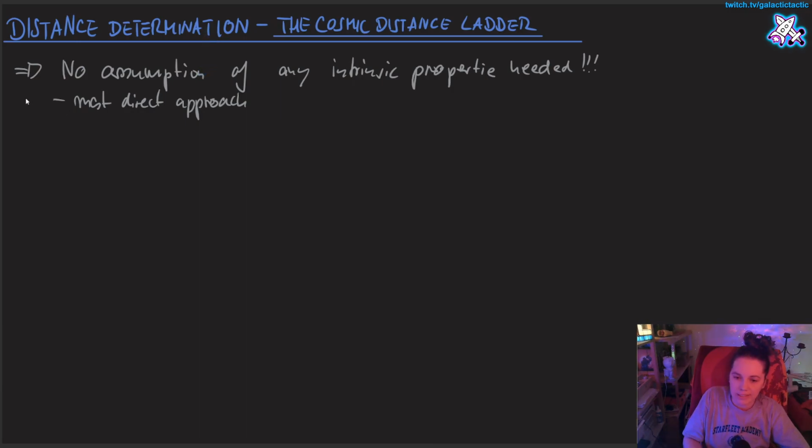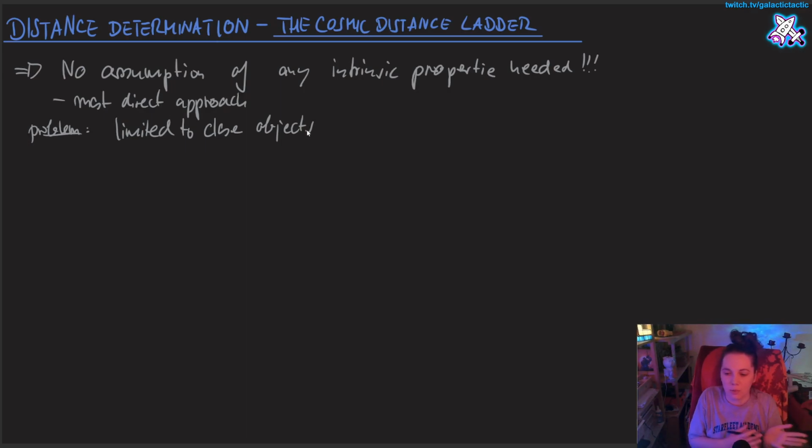The problem with this approach is it's limited to objects close to us. Limited to close objects. The angle is very, very small, and the farther away it is, the smaller the angle becomes. Eventually, you cannot resolve the stars any longer in a way that this makes sense.